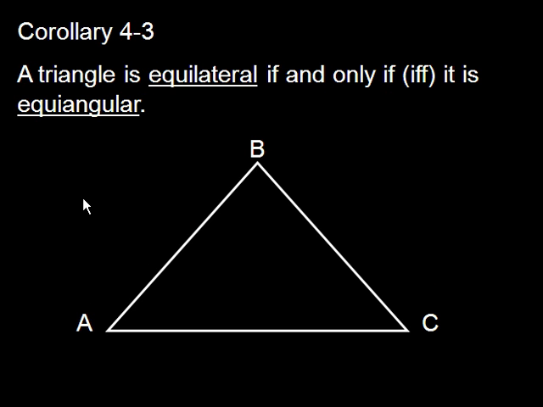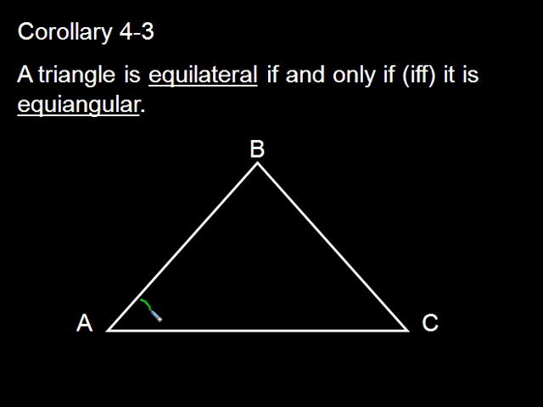And then we're on the corollary. Now remember, the corollary is an offshoot or spin-off of a theorem. The corollary to 4.3, a triangle is equilateral if and only if, remember the abbreviation, IFF, it is equiangular. Okay, so if this triangle here is equiangular, then I know it's equilateral.